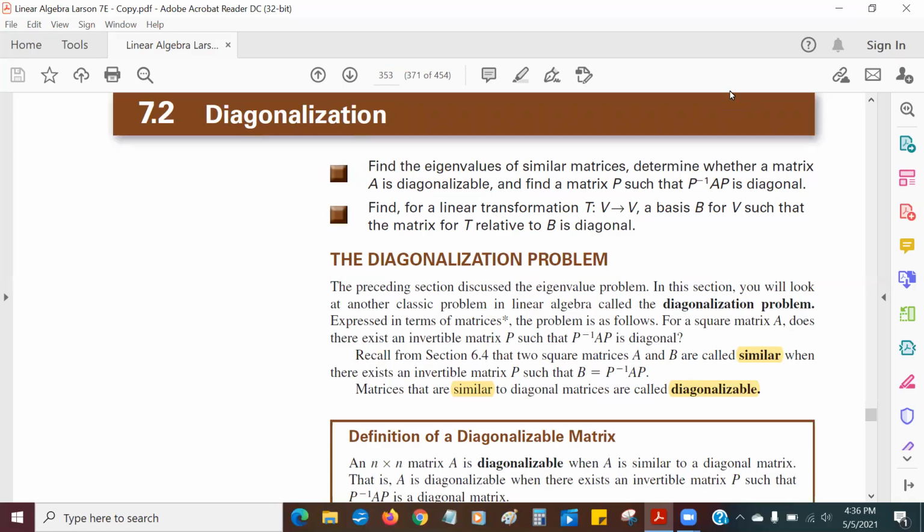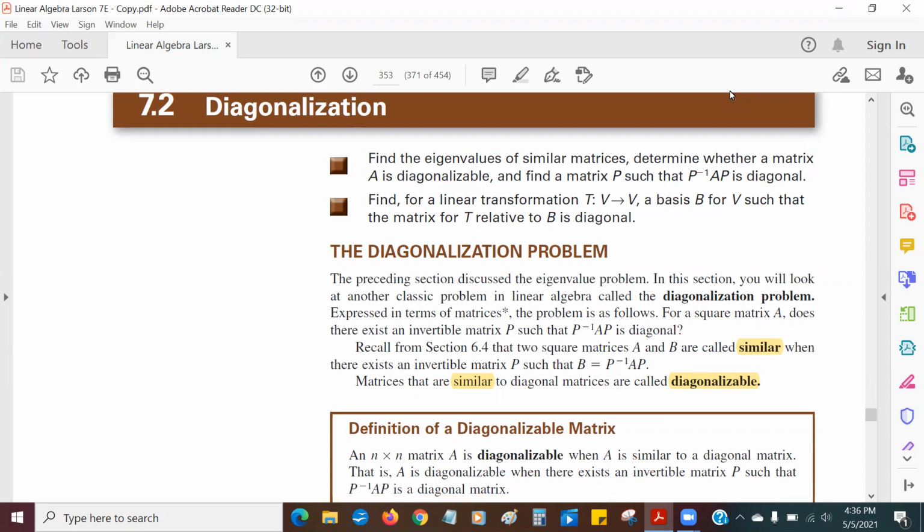Hi, everybody. We're on the air, and now we're doing 7.2 diagonalization. So, what does that mean, diagonalization?